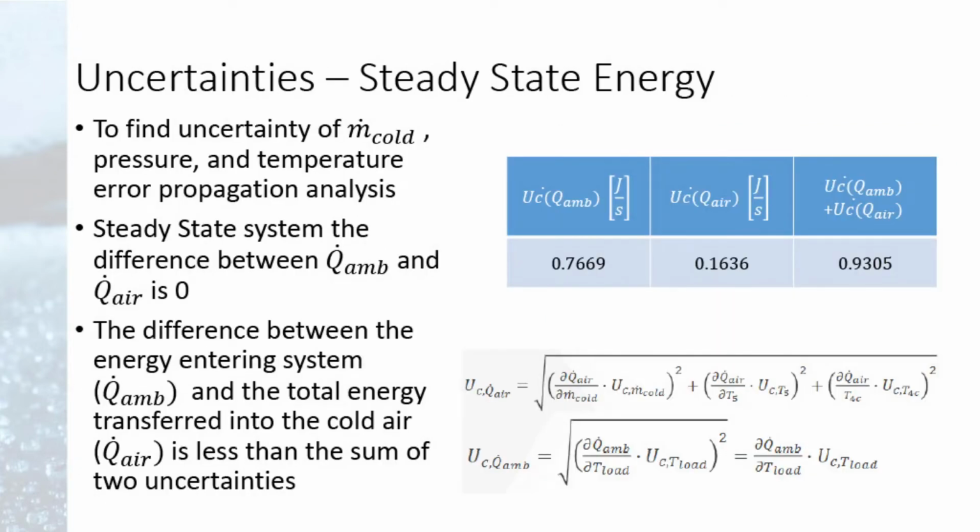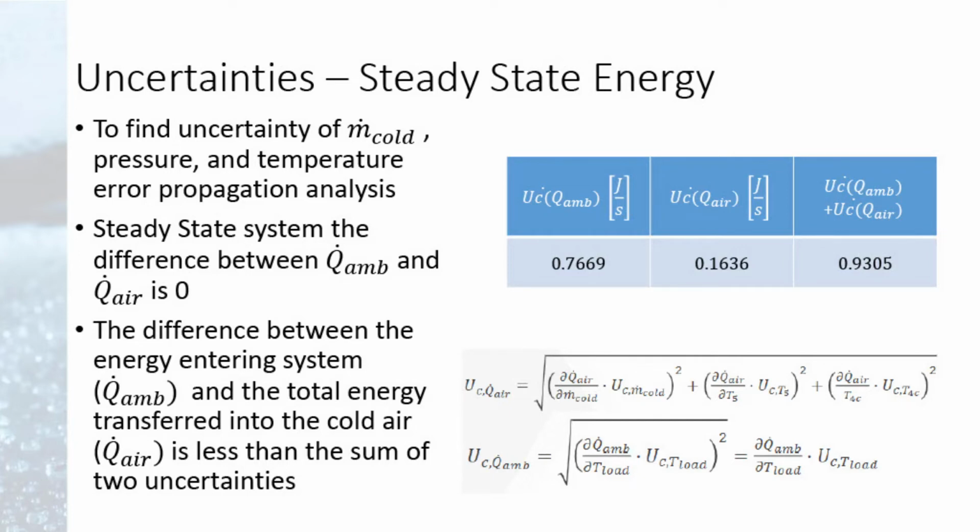After finding experimental and theoretical thermal resistance of the aluminum load, the team turned to uncertainty analysis. First, the uncertainty of the steady state analysis was found. Error propagation analysis was done on the variables of mass flow, pressure, and temperature. Thus, with this error propagation and these equations seen on the slide, the uncertainty for the energy entering the system, Q ambient, and the total energy transferred into the cold air, Q air, was found.